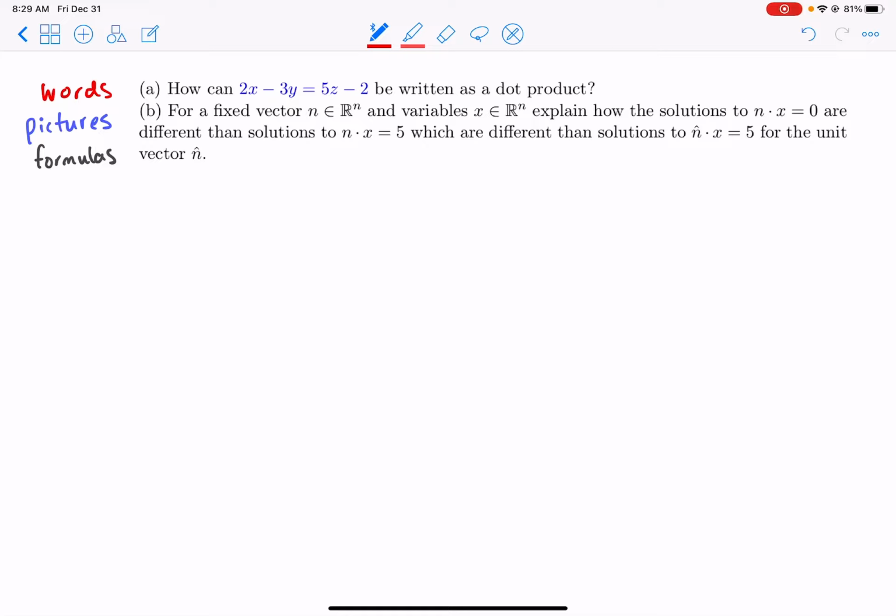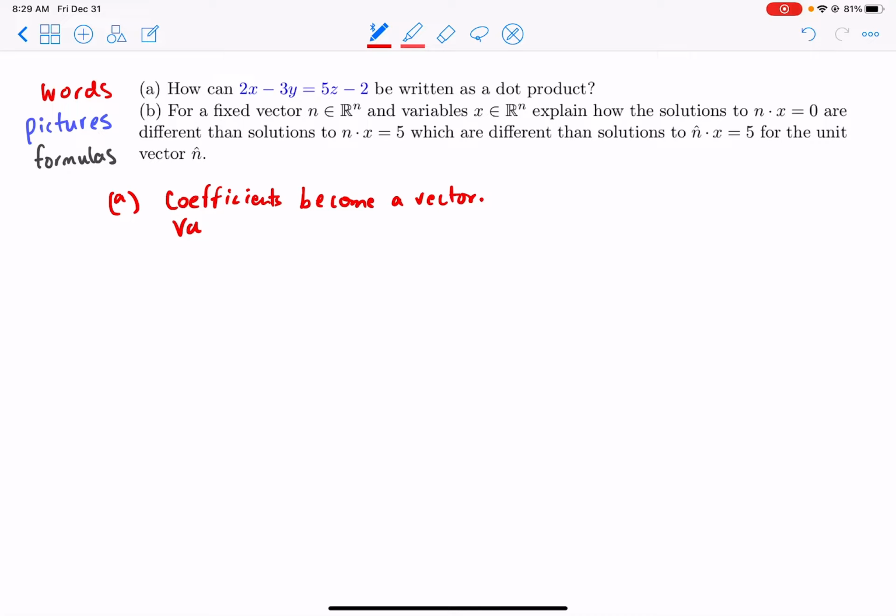Okay, everybody, so part A: how can this linear equation be written as a dot product? Well, every linear equation, so you see that there are no z squareds, no x times y, nothing quadratic or degree 2 or higher. And so what we do is we just pull off these coefficients, and they become a vector. So I'll just write that in words: coefficients become a vector.